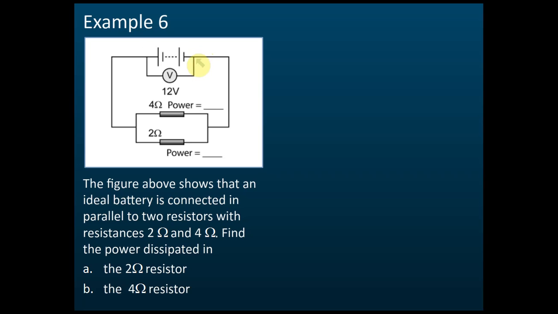This one still has the same 12 volt potential difference, but the 2 resistors are arranged in parallel. Find the power of these 2 resistors, and then see which one has higher power, the one with lower resistance or the one with higher resistance.